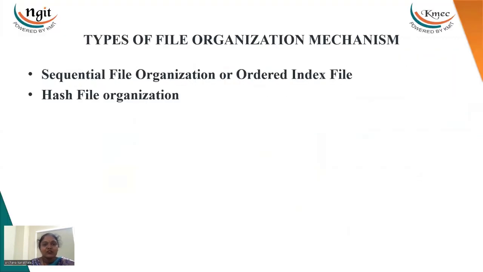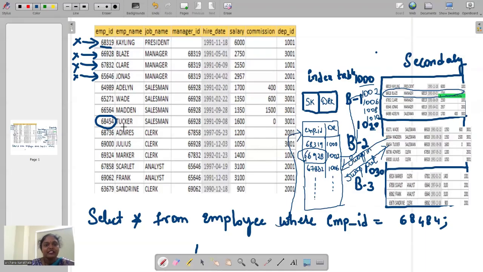Now, with respect to the types of various file organization mechanisms, we use this indexing technique on these two. The first one is sequential file organization, which can also be referred to as ordered index file. Let us see how it works. In the sequential file organization technique, we store all the information about the employees using a search key. All the records will be stored in this index table along with the associated addresses, right?